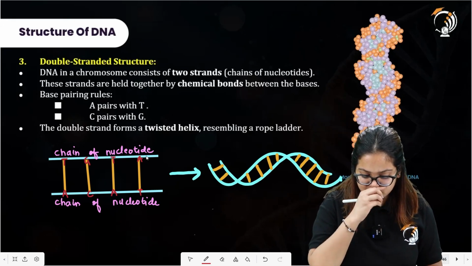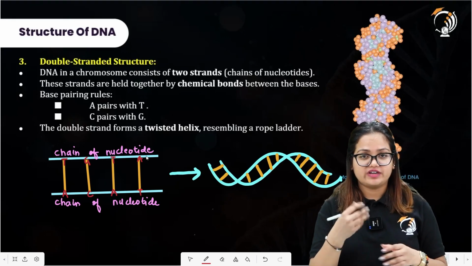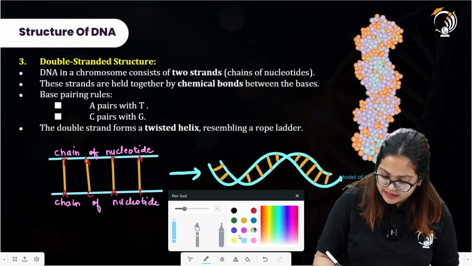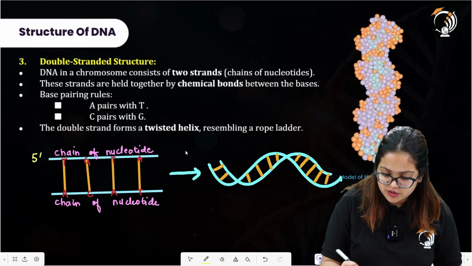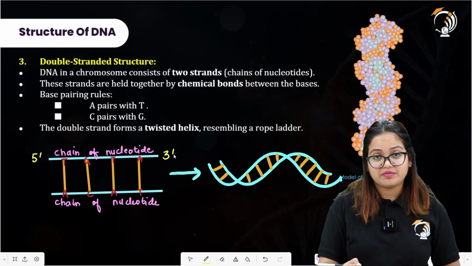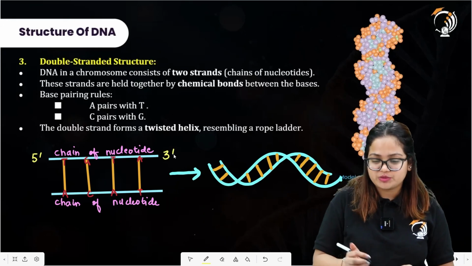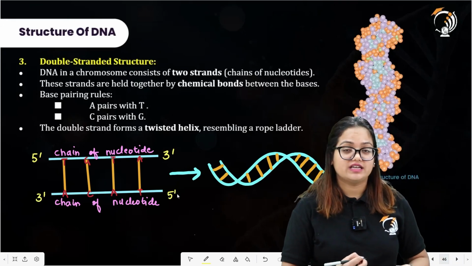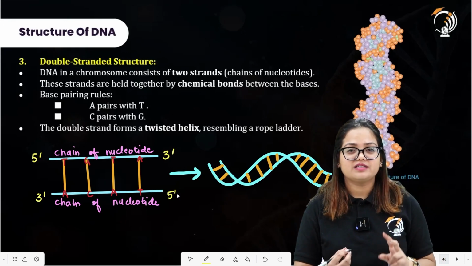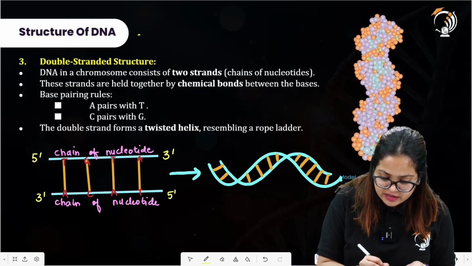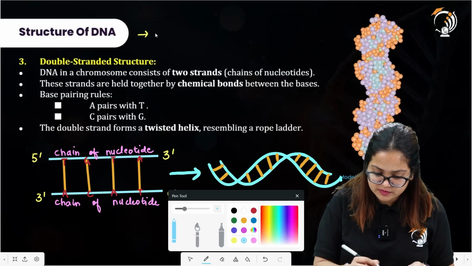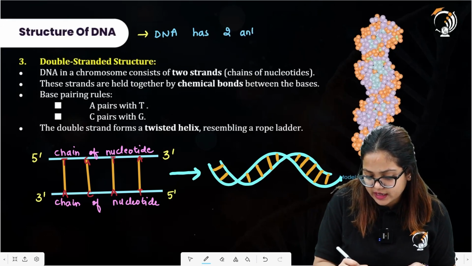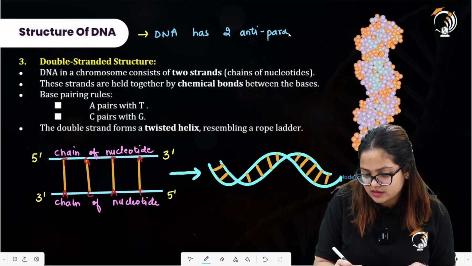All right. If the first chain of DNA has polarity, that is 5 prime to 3 prime, the other strand will have the opposite polarity, that is 3 prime to 5 prime. You can also say that DNA has two anti-parallel strands. All right. You can also say here DNA has two anti-parallel strands.